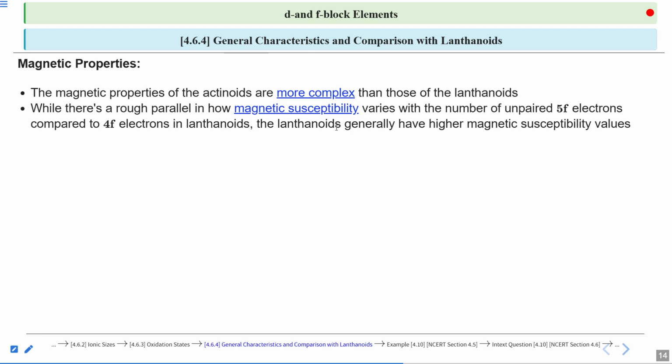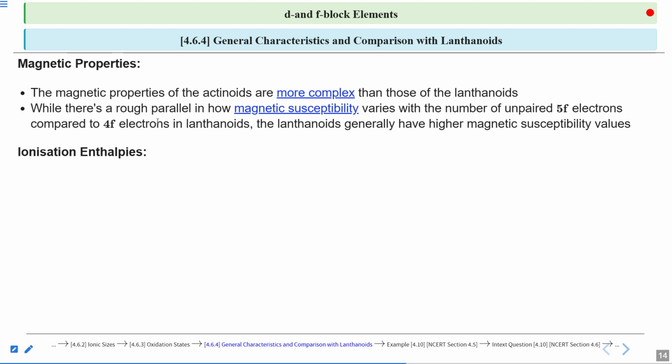Okay, magnetic susceptibility is basically how much a material becomes magnetized in an applied magnetic field. That is what magnetic susceptibility tells us. So there is a rough parallel in how this varies with the number of unpaired electrons present in the 5f electrons. If you compare the unpaired electrons present in the 4f electrons in lanthanoids, the lanthanoids generally have higher magnetic susceptibility, that means a higher magnetized value than in the actinoids.